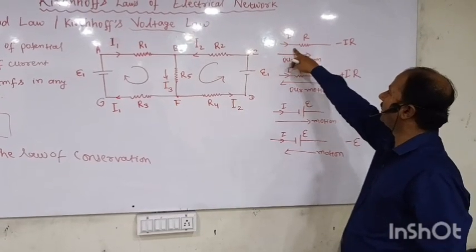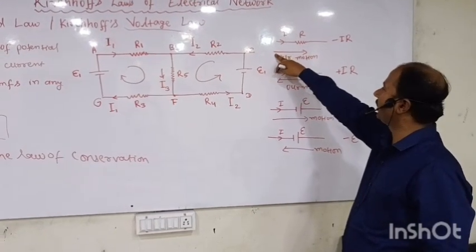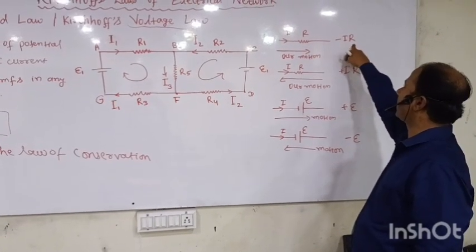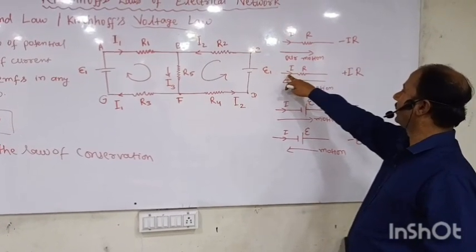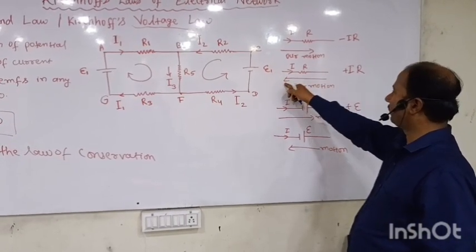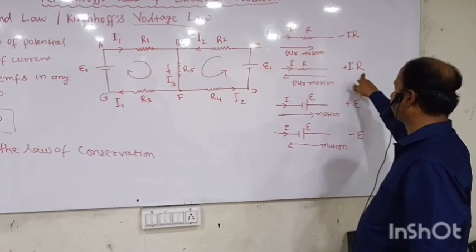Suppose current is moving in this direction and we are also moving in the circuit in this direction. Both are in the same direction, then we have to take minus IR. And in second case, current moving in this direction and we are moving opposite to the direction of current, then we have to take plus IR.